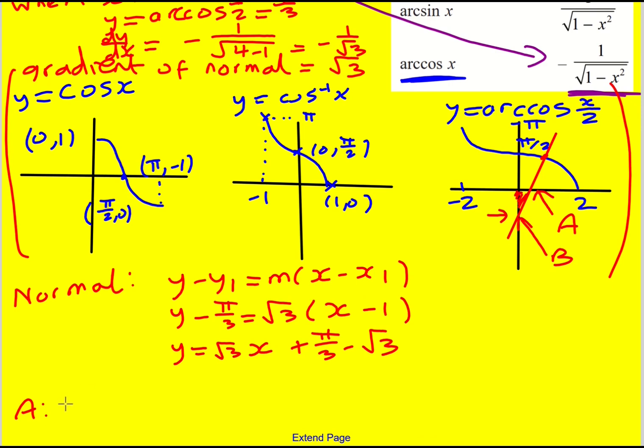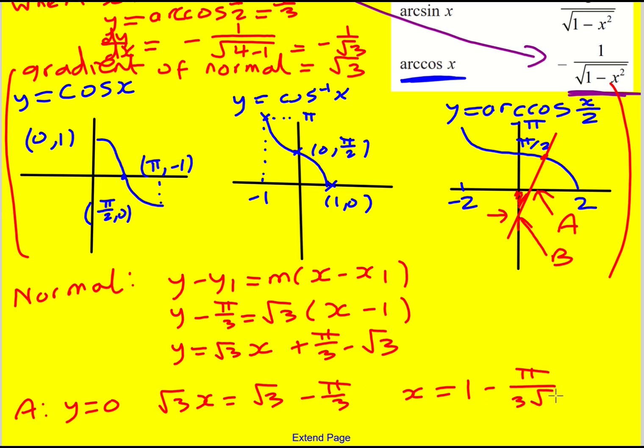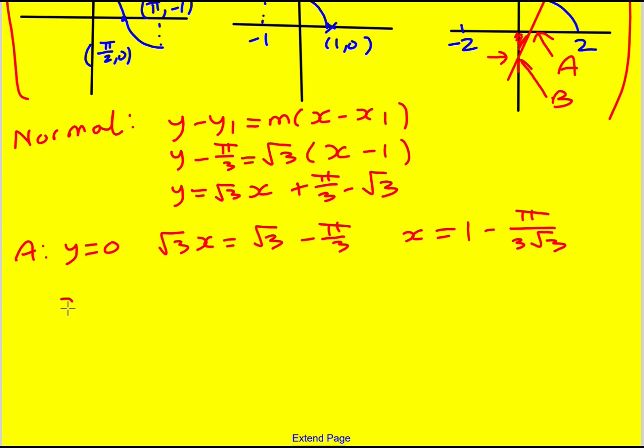So let's look at A. That is going to be when y is equal to 0. I'll probably put it back into the expanded one. So that means root 3x is going to equal root 3 minus pi over 3. So x is going to be 1 minus pi over 3 root 3. And then x equals 0, y is then just going to equal pi over 3 minus root 3. And we've got everything we need now.